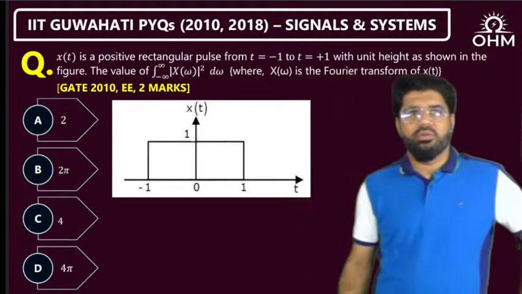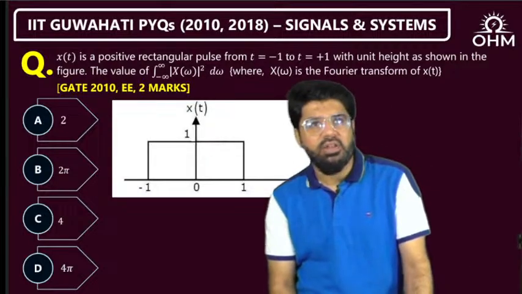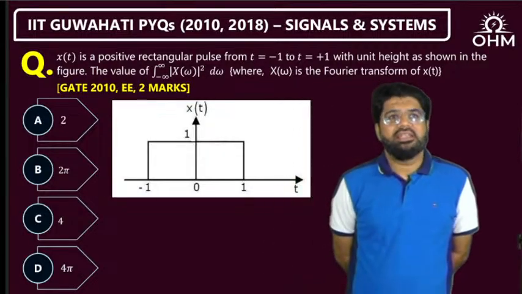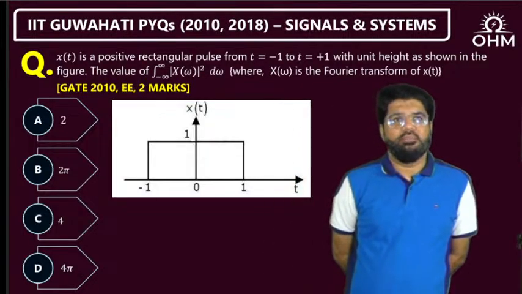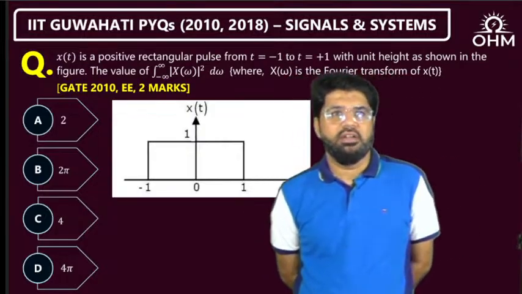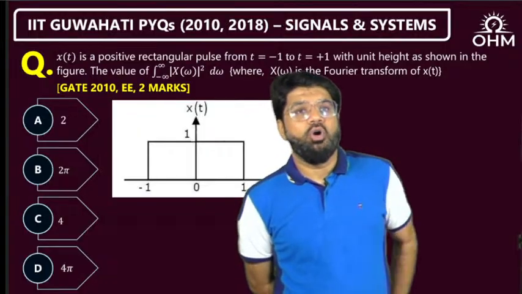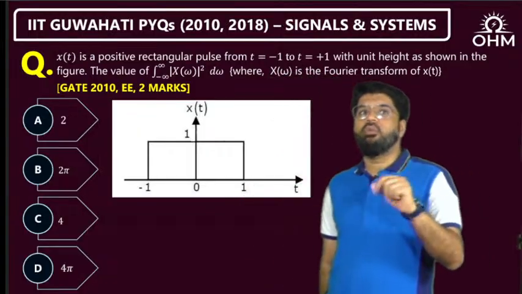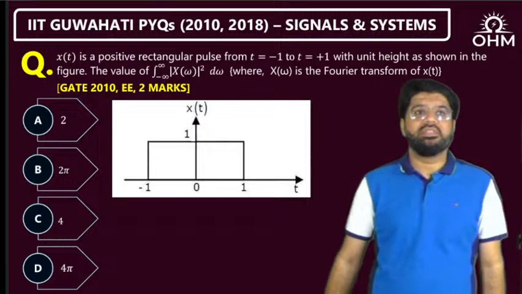Next question, GATE 2010 EE, 2 marks question, a simple one on Fourier transform. x(t) is a positive rectangular pulse from t equal to -1 to t equal to +1 with unit height as shown in the figure. What is the value of the integral of mod X(ω) squared? So basically the integral of mod X(ω) squared takes you to Parseval's theorem.